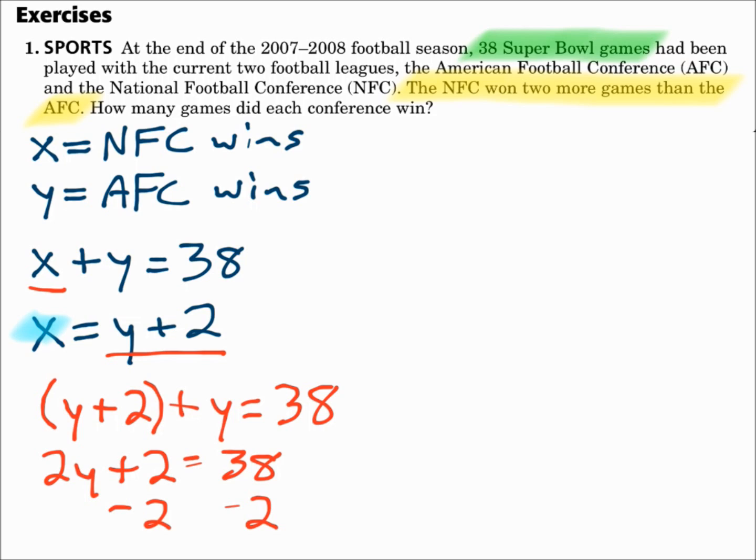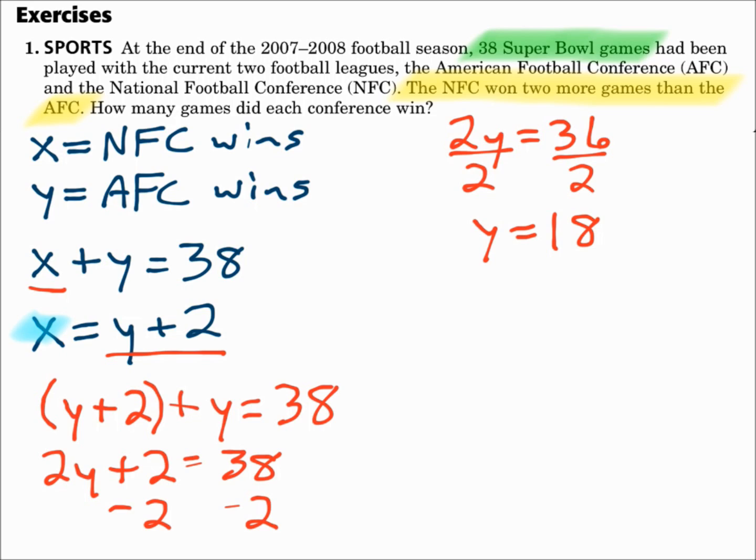Subtract 2 from each side. 2Y is 36. Divide by 2, and Y is 18. So the AFC won 18 games.